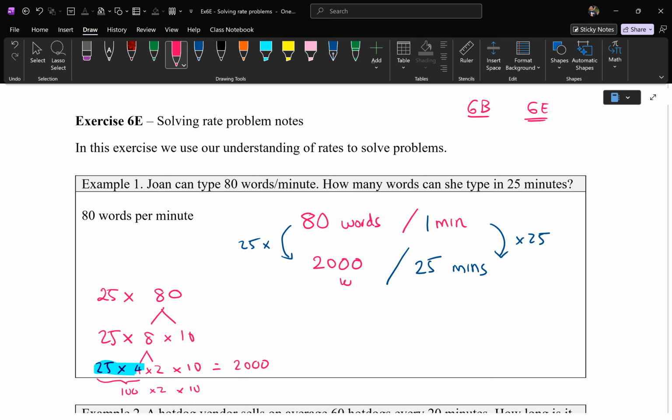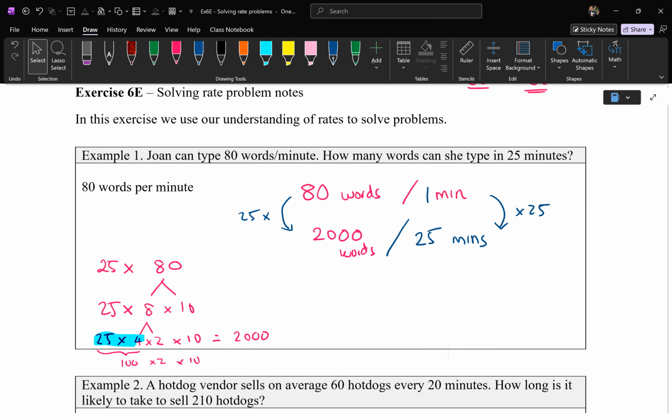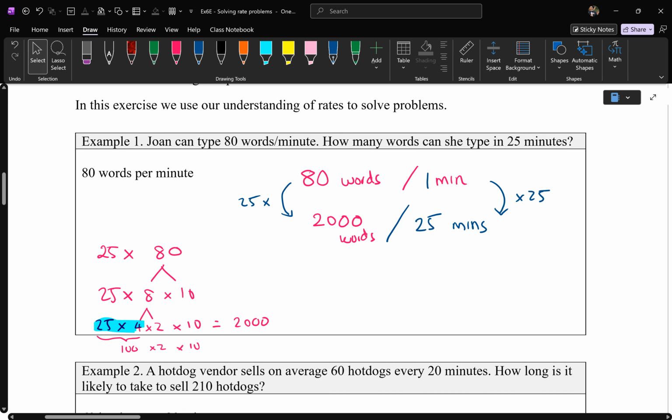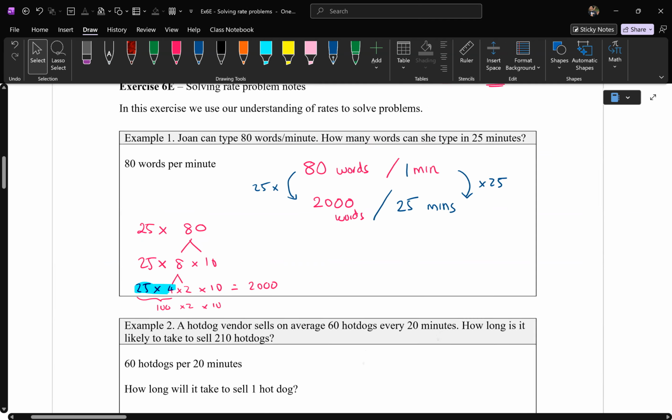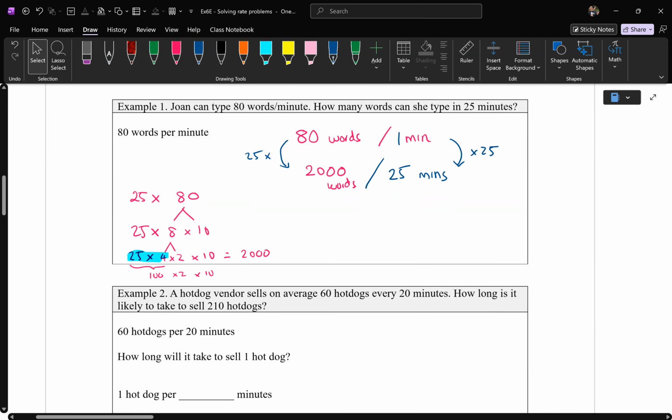So the answer is, assuming that Joanne does not get tired after 25 minutes of consistent typing, doesn't go faster or doesn't go slower. Maybe she's writing a book. Yes. Then she's in the zone, then maybe she will hit around 2,000 words. Okay? Let's go into example 2 now. So example 1 is a straightforward using a simple rate to then solve a problem. What if now you don't have a simple rate?